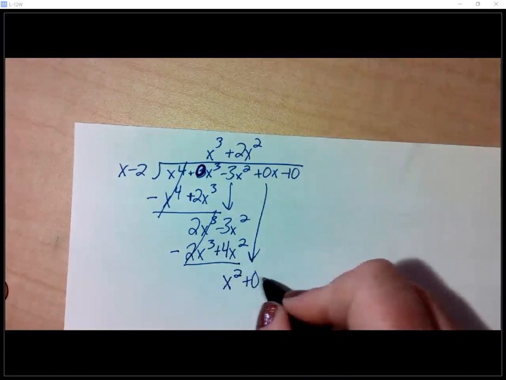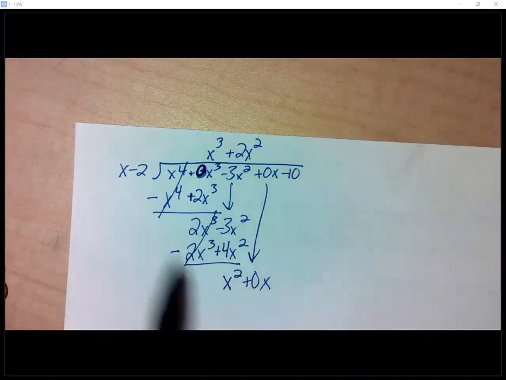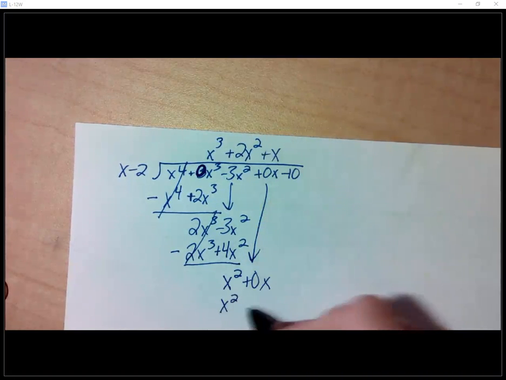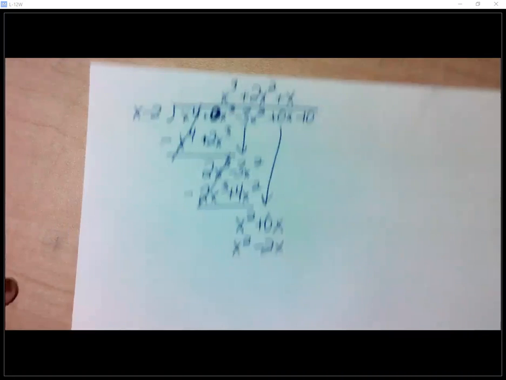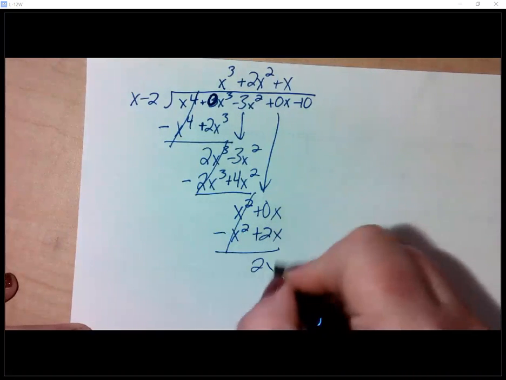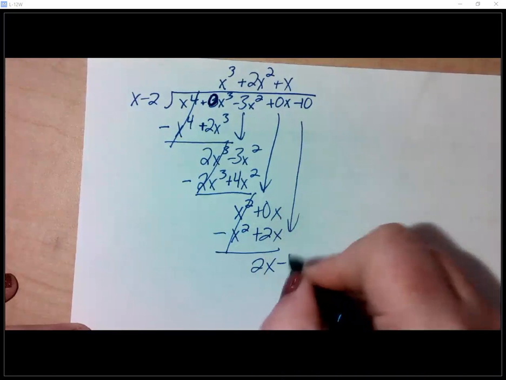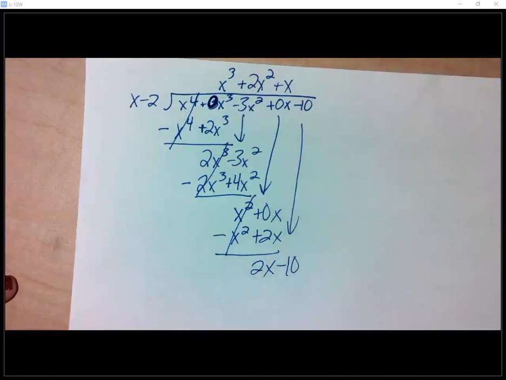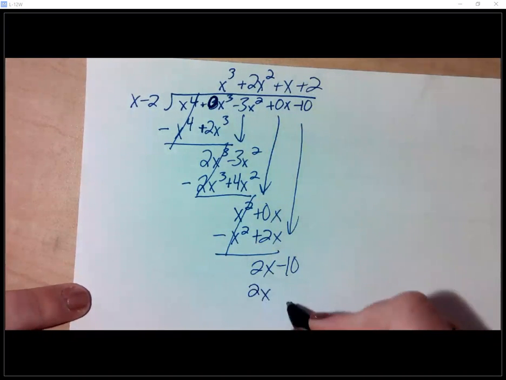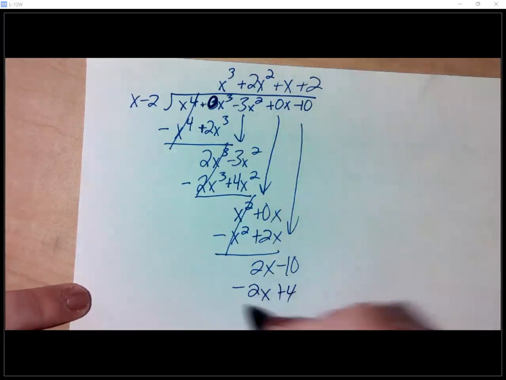What do you multiply x by to get x squared? X. So I put a positive x up top, multiply through. Subtract the whole line. Cancels, I get 2x, and then one more, bring down that minus 10. And what goes up top? Plus 2. Multiply it, I get 2x minus 4, subtract the whole line. Bada bing, bada boom. I get a negative 6 as a remainder.